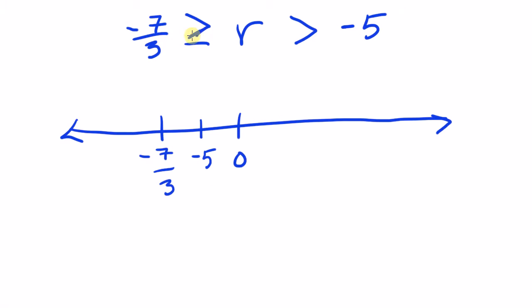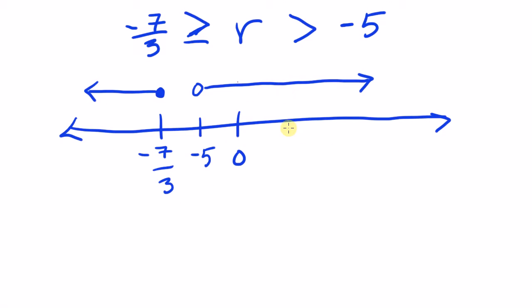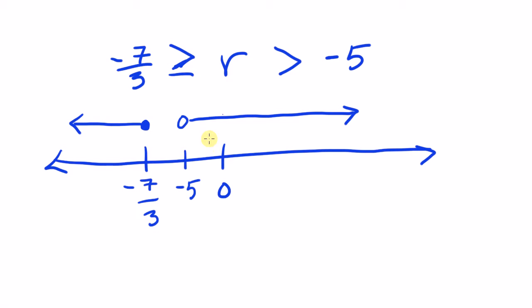Alright, so it says the solutions have to be less than or equal to -7/3. So they have to be less than or equal to -7/3, but they have to be greater than -5. Alright, so what I'm thinking here is, notice that there's no double line anywhere.